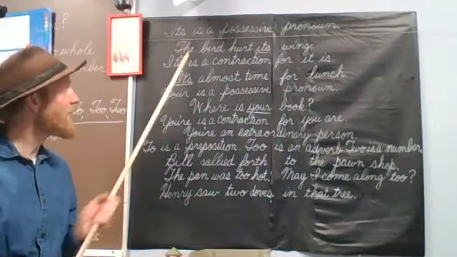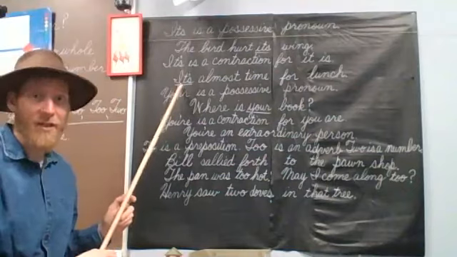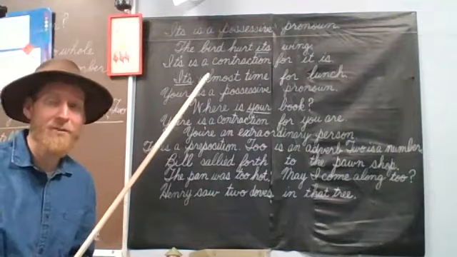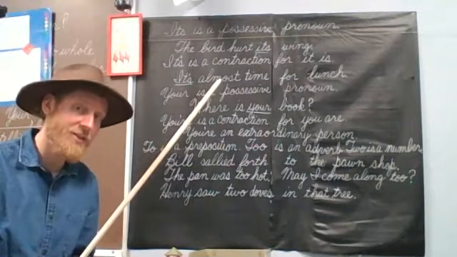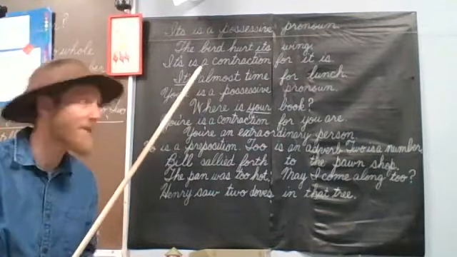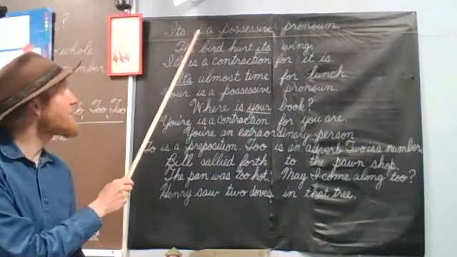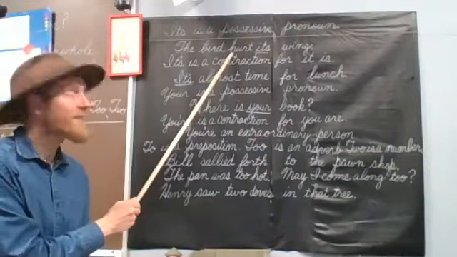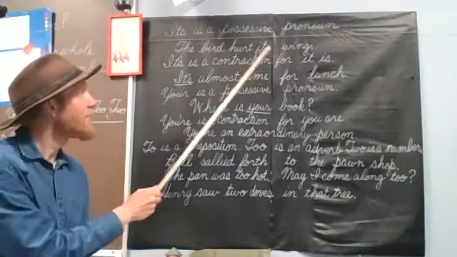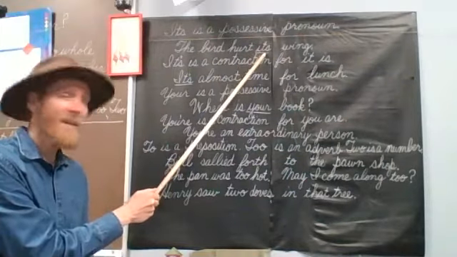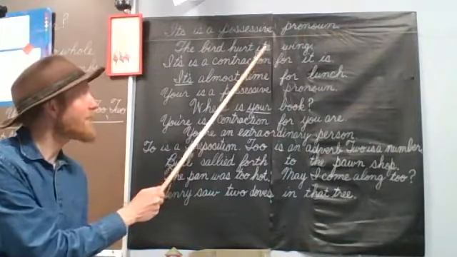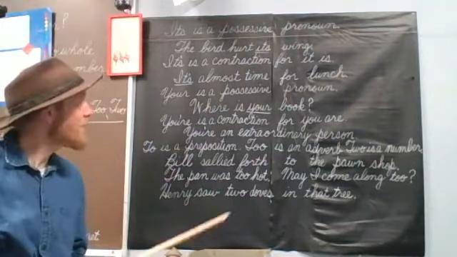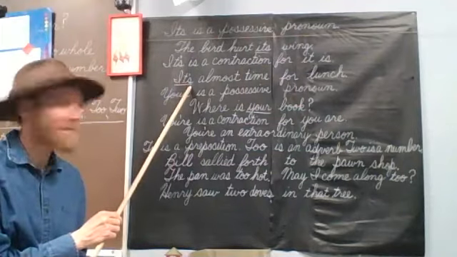I-T-S. Now there's another one, which is I-T apostrophe S that we'll get to in a minute, which has an apostrophe. Remember, whenever there's an apostrophe, it's a contraction. But we'll get to that in a minute. It's is possessive, meaning it shows ownership. The bird hurt its wing. Whose wing? Its wing. All right? It's showing ownership. So we use the I-T-S one. We do not use the I-T apostrophe S.